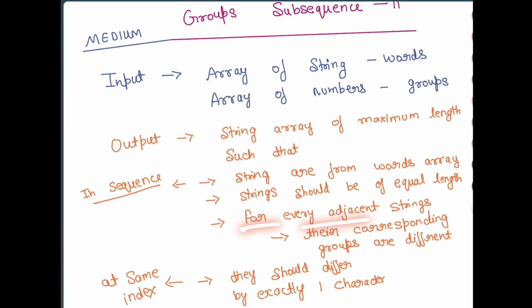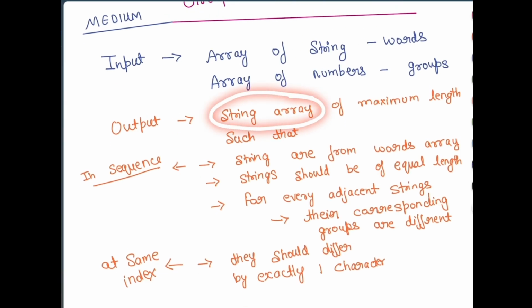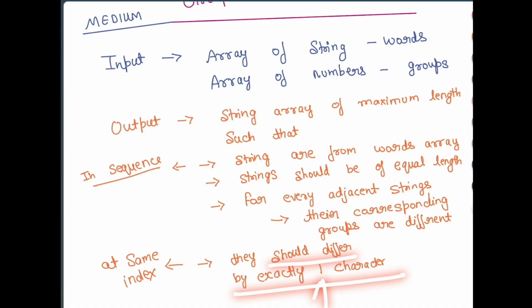And for every adjacent strings in your output, their corresponding groups should be different. Now I will tell you how we can find out the group of a particular string. For now, you need to know that whatever output string array you are creating, for every adjacent strings, their corresponding groups should be different. And also there is one more point: for every adjacent string in the output array, they should differ by exactly one character at the same index.